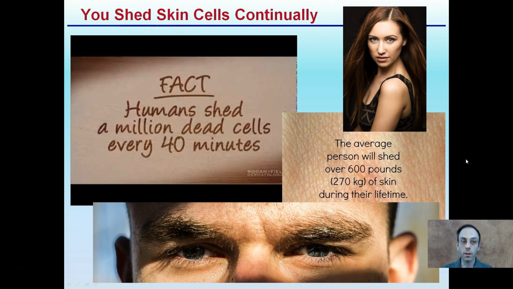Just a couple of fun facts here. You shed skin cells continuously. Humans shed about 1 million dead skin cells every 40 minutes. You probably don't realize the sheer number of skin cells that you're shedding. Also, the average person will shed about 600 pounds, about 270 kilograms, of skin during their lifetime.